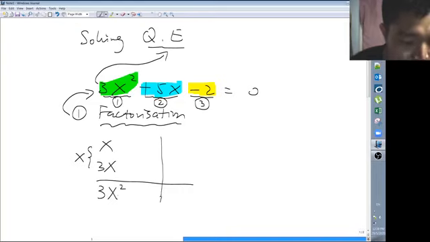I hope you can see. Or if you don't choose x and 3x, you can also choose 3x and x. So there is more than one combination that can give you 3x squared.